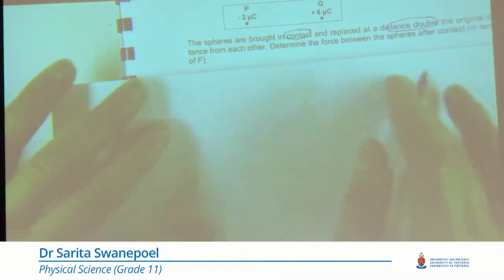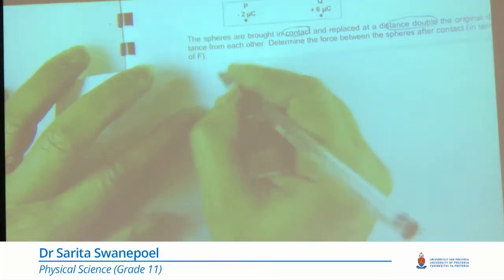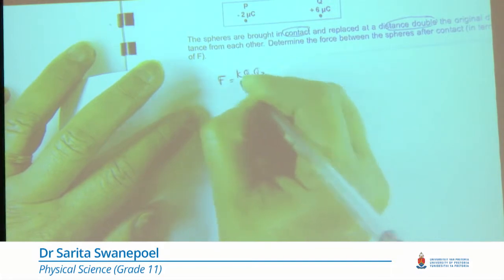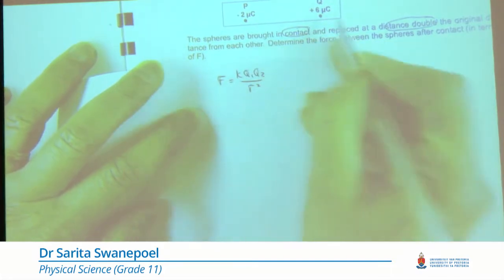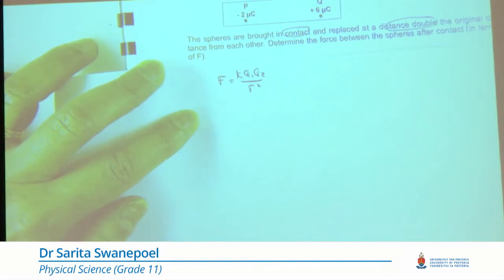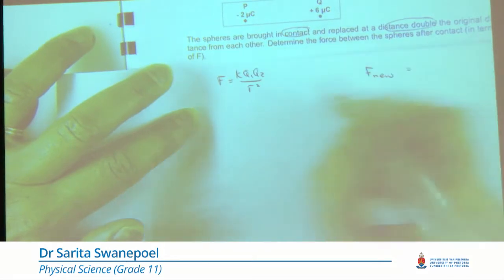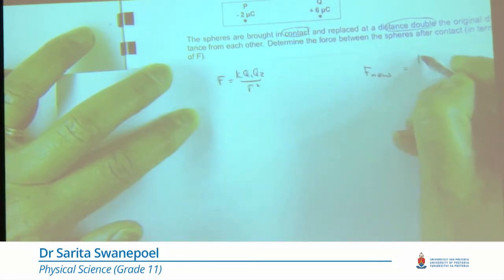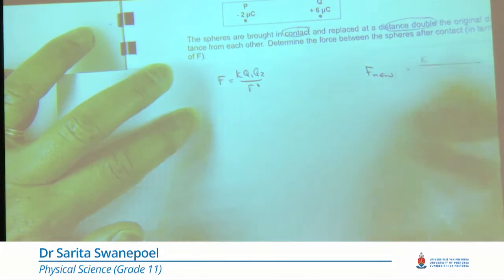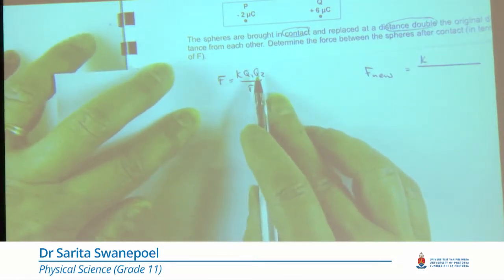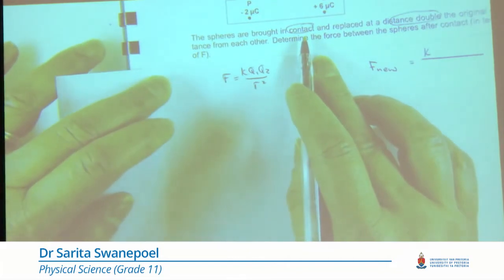Which equation? Coulomb's equation. F equals k Q1 Q2 over r squared. We're working with two charges. So this is the old one, and now I want to know what will be the new one. Obviously k is a constant, so just put it in there. Now, our problem is what happens to the charges? They brought them into contact.